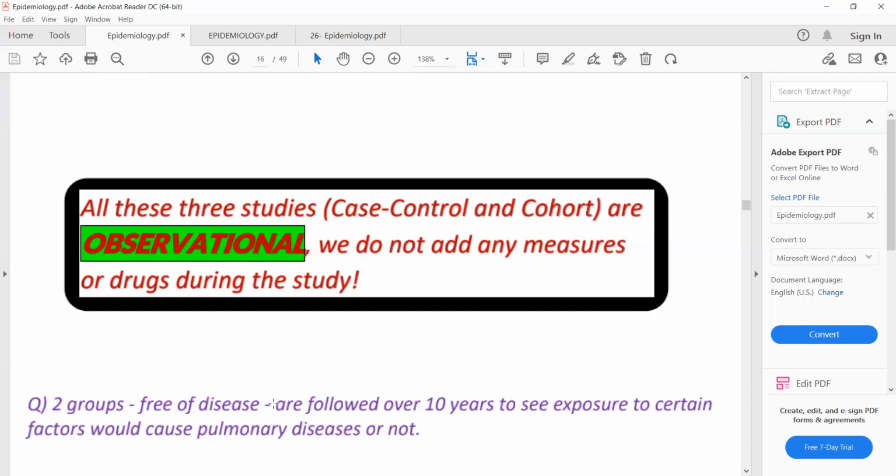Now tell me, is it a retrospective cohort or prospective cohort? As it is followed over a period of 10 years, it's a prospective cohort. Retrospective cohort is when we try to look back or look at the past, while prospective is when we follow a patient or a group of people for a certain period of time.